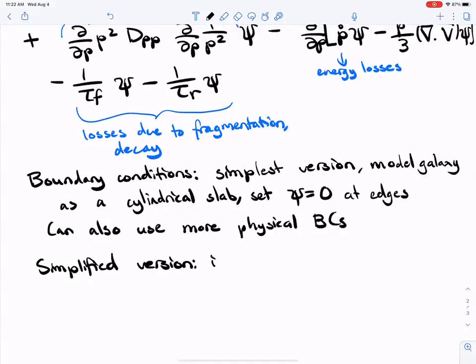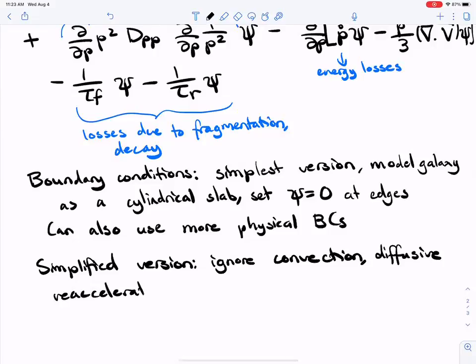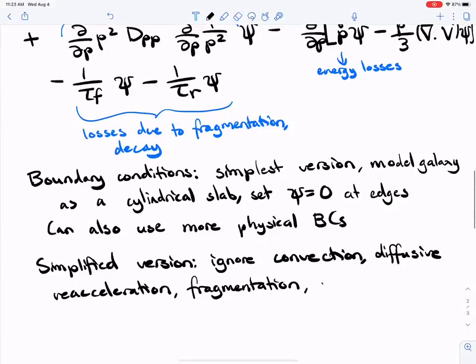I'm going to ignore convection. So that means I'm ignoring any kind of winds that are bulk transporting cosmic rays through the galaxy. I'm going to ignore diffusive reacceleration. So there's no diffusion in momentum space, only the random walk in position space. I'm going to assume that I can ignore fragmentation for purposes of the calculation that I'm doing here. And I'm going to assume I'm only looking at stable cosmic rays. So I'm also going to ignore decay.